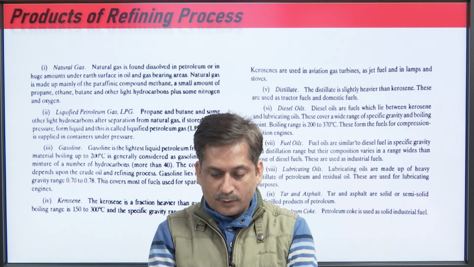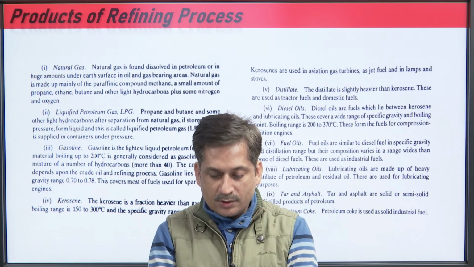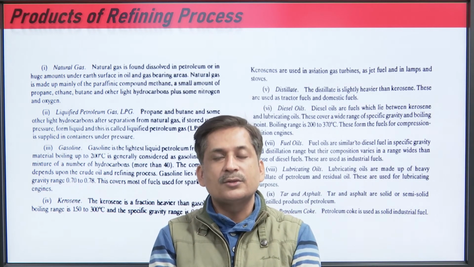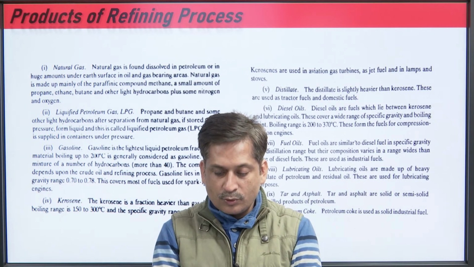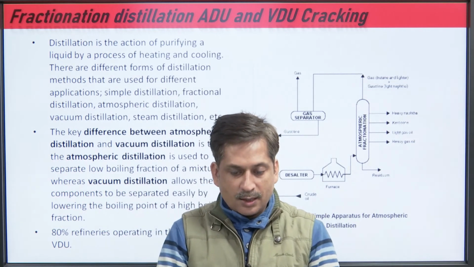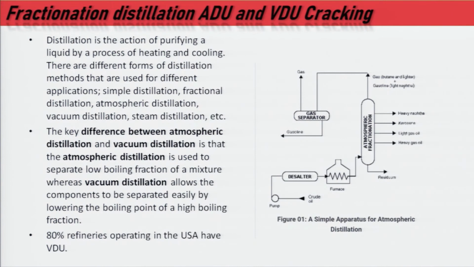The other form is tar or asphalt. Tar and asphalt are solid or semi-solid undistilled products of petroleum. These are also byproducts, and they are utilized somewhere, and petroleum coke is used as a solid industrial fuel. Now, fractional distillation, ADU and VDU cracking. So, you can see what ADU and VDU cracking are.